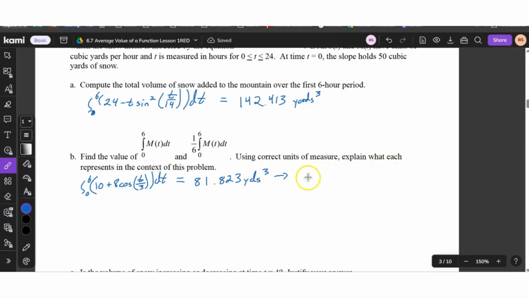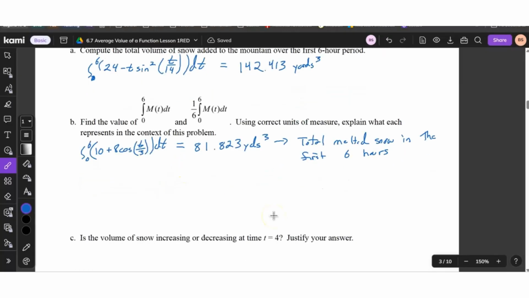Specifically, explain what this means. This means it is the total melted snow in 6 hours. Well, I shouldn't say that. In the first 6 hours. Could you go back to Desmos? Can I see what you put in there? That's the same as total. Accumulated amount of snow is the same as the total amount of melted. I said you could use both. In the 6 hours.